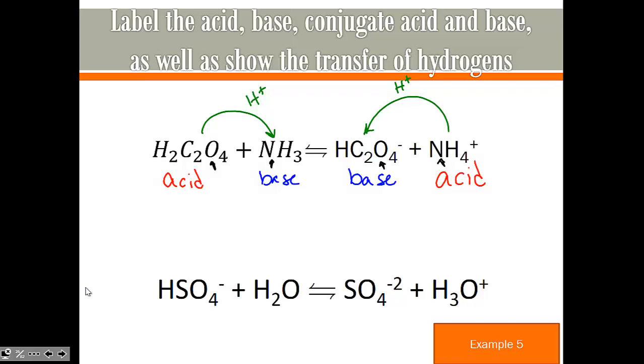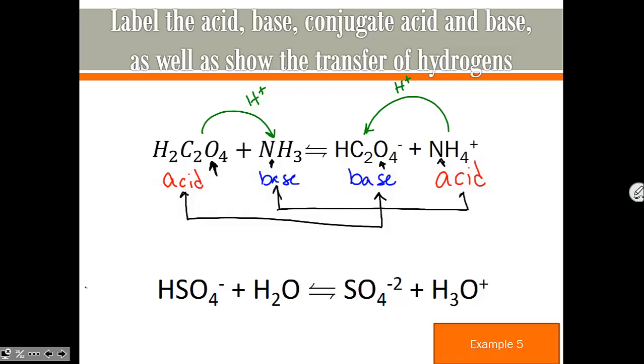Your conjugate acid-base pairs are simply when a species, such as the oxalate ion, becomes either bioxalate or oxalic acid. The conjugate acid-base pairs for ammonia would be when ammonia forms ammonium or ammonium forms ammonia.